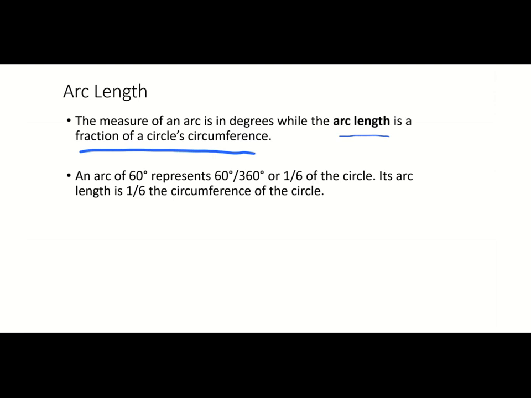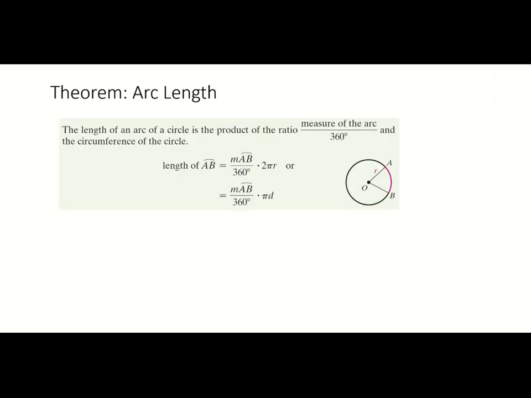And we will use fractions in here. We will use our circumference formula and the number of degrees. So to find arc length, you take the measure of the arc and divide it by 360, because there's 360 degrees in a circle, and that will give you what part of the circle it covers, 1/3, 1/6, whatever your fraction is, and then you multiply it times the circumference of a circle. So you can either do 2 times pi times radius, or pi times diameter to find the arc length.